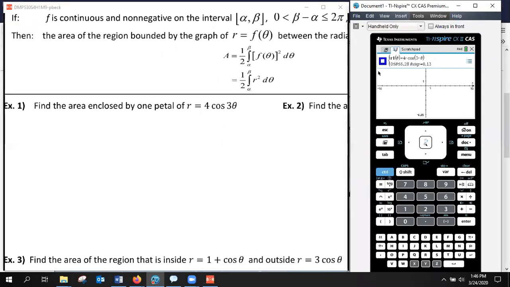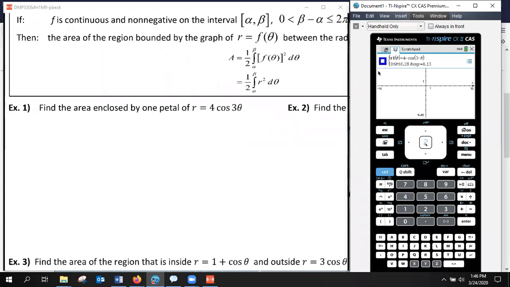So the first question is, find the area enclosed by one petal of r equals 4 cosine of 3 theta. And I actually pre-graphed all of these just so that it saves us a little bit of time.